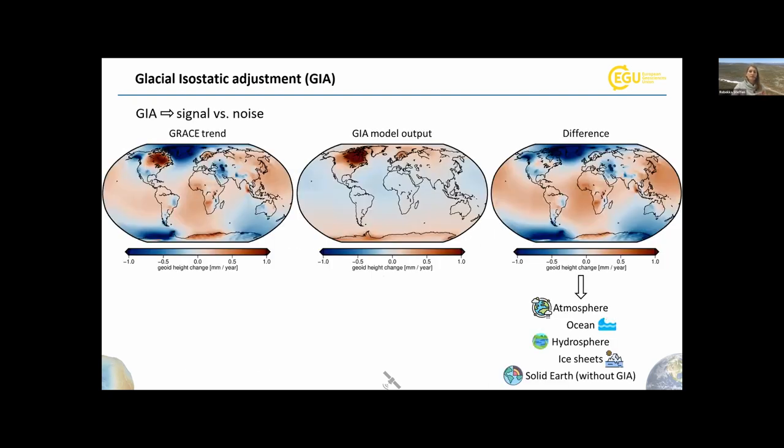And GIA is, for some, what they want to look at. For some, it's only noise, basically. So what Andreas already showed, we can have a trend. And if you now take a GIA model output, we can look at the differences. And these differences can then be taken into account when we look at atmosphere changes, ocean changes, hydrological changes, ice sheet changes, or solid Earth without GIA.